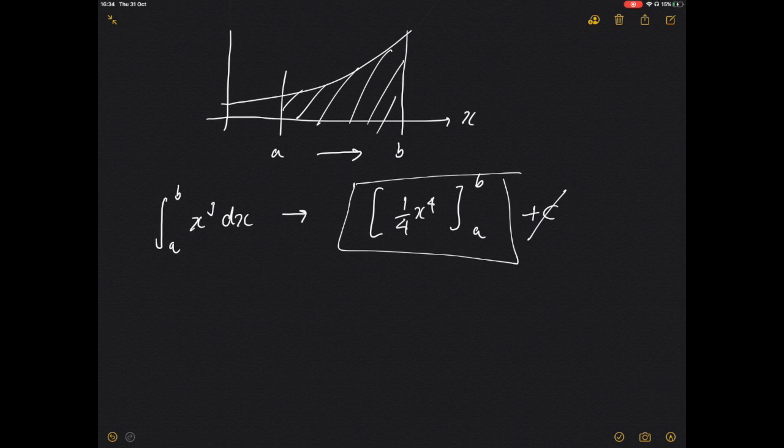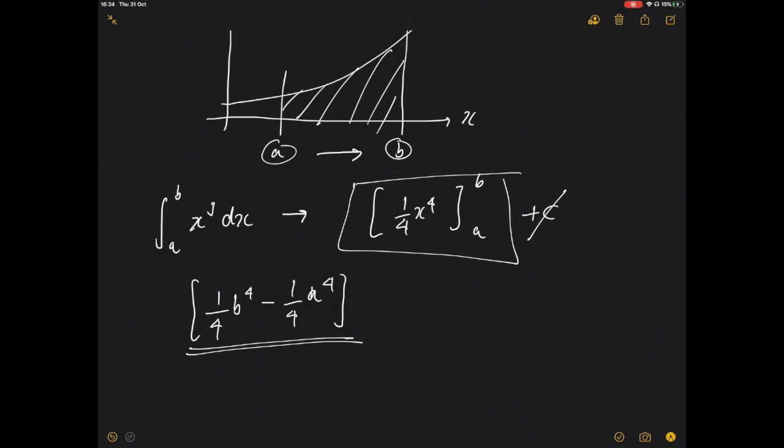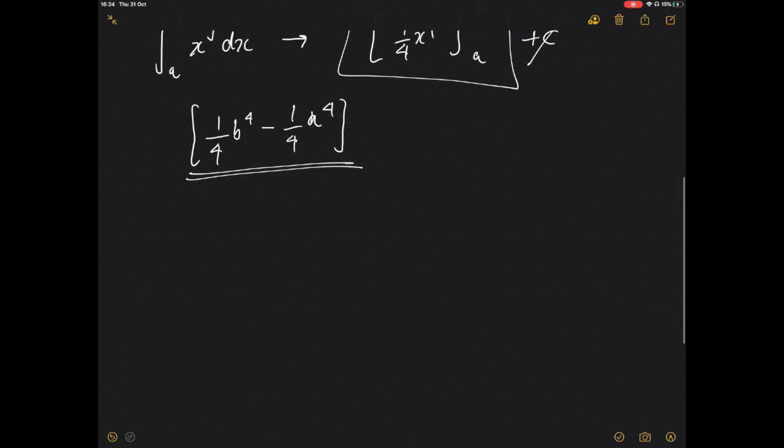So how do we actually calculate what the final value would be? Well, we have to subtract the a value from the b value, which would mean our answer would be 1 over 4 b to the power of 4 minus 1 over 4 a to the power of 4. And that would be our definite integral. That would give us the exact area between these 2 points. This is really handy when doing different types of calculation.